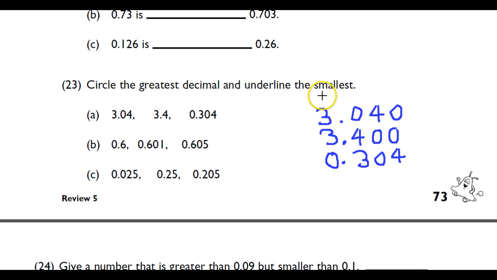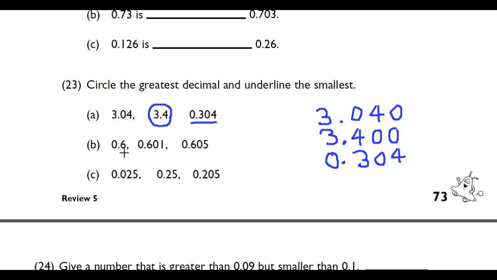So the smallest one we underline, 304. This one is the smallest, and the largest is this. Right? You have to arrange like that. Just now what we had on top here, 3.4, is the largest, and this is the smallest. Let's take a look at this.